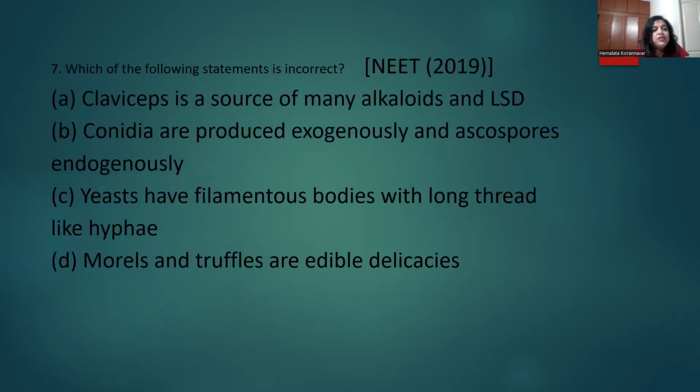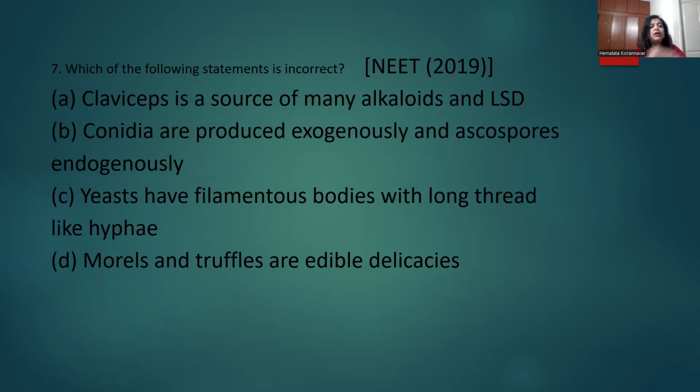Which of the following statements is incorrect? See, underline whenever you get these questions. Whenever it says incorrect, you underline. Most of the time, students are under stress and so fast in their mentality, they will just see what they know. That's it, right? The incorrect you have to underline. It was asked in NEET 2019.